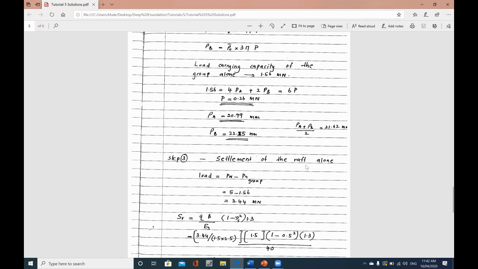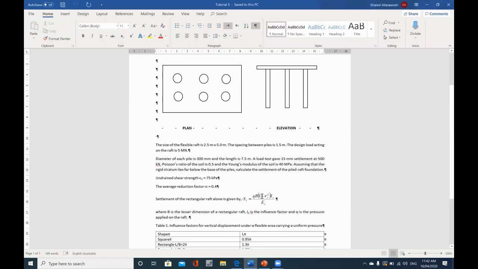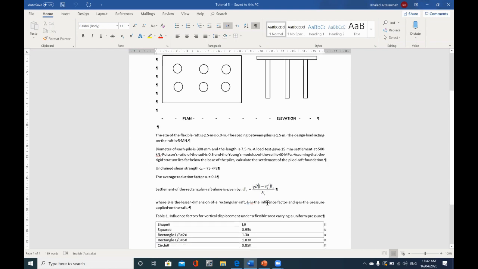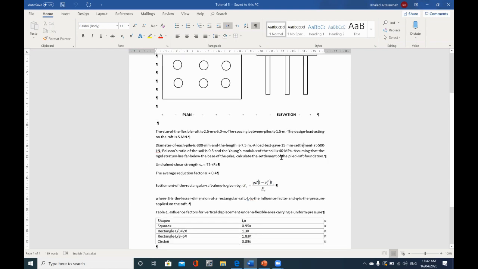And then we need to consider the settlement from the raft alone. To consider the settlement from the raft alone, we need to use this equation here. So we need to find the values we need to substitute in this equation. The modulus of elasticity is given as 40 megapascal, so that will be as is. The IS value will be 1.3 because we have a rectangle here, and the ratio of this rectangle is 5 divided by 2.5, so that will be 2. So the IS value will be 1.3 here, and the value of B will be 2.5 meter.